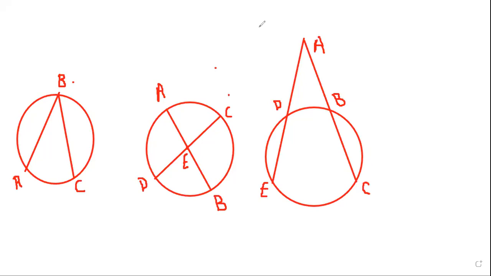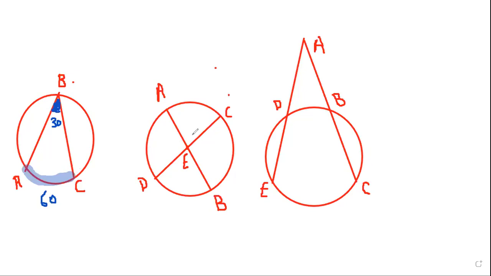What if I want to calculate the measure of angle B? How will we find the measure of angle B, grade 9? It will be half the measure of the opposite arc. If I say this angle was 30, the measure of the arc will be 60. So the inscribed angle equals half the arc subtended by it.